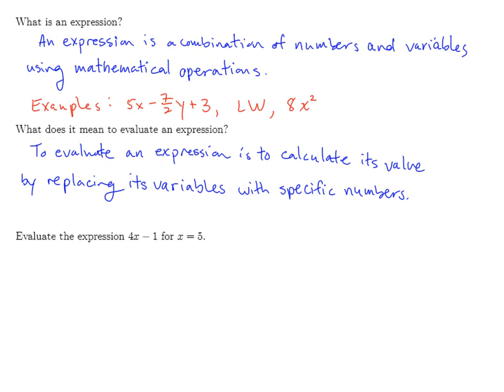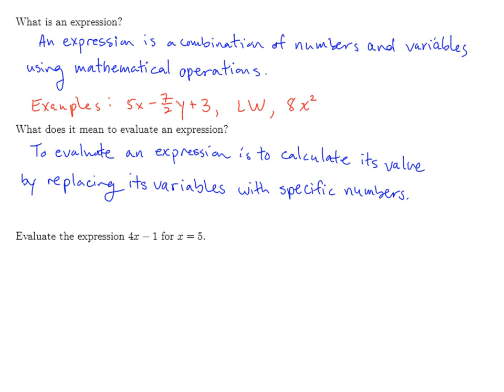So for all of the examples we gave before, we could find the value of those expressions for given values of their variables, and we would do that by replacing those variables with the specific numbers we're given. So let's look at this simple example below. Evaluate the expression 4x minus 1 for x equals 5. So we're going to calculate the value of this expression when x is 5, and we'll do that by replacing that variable x with 5.